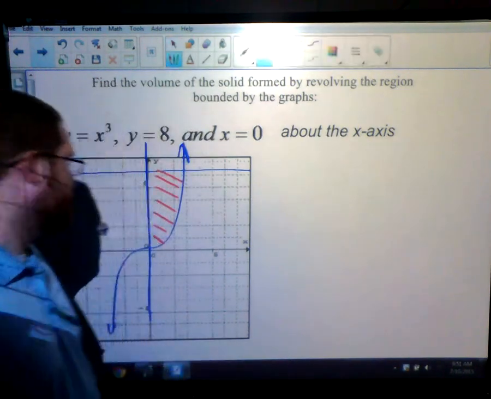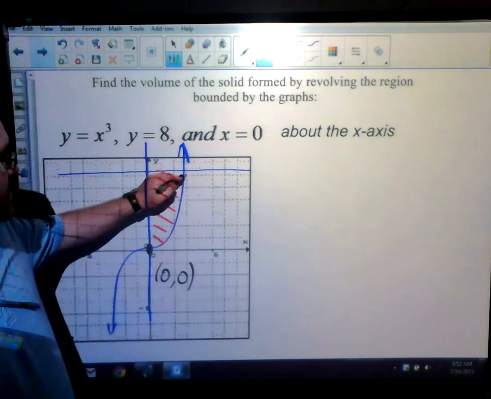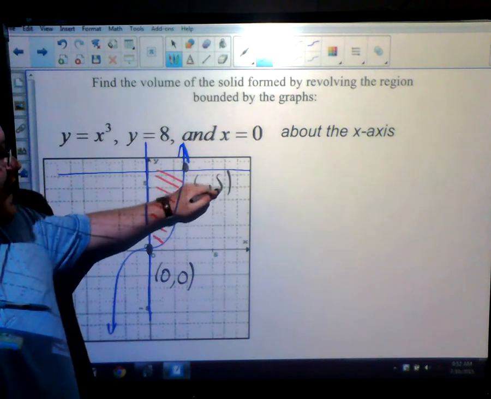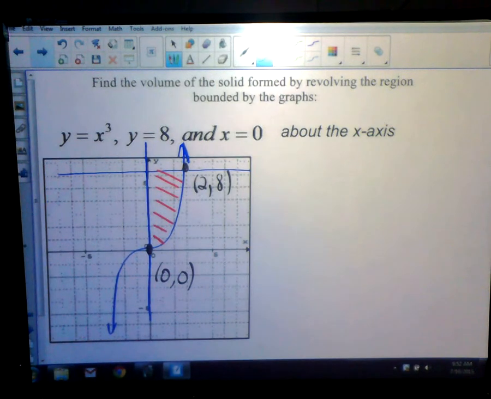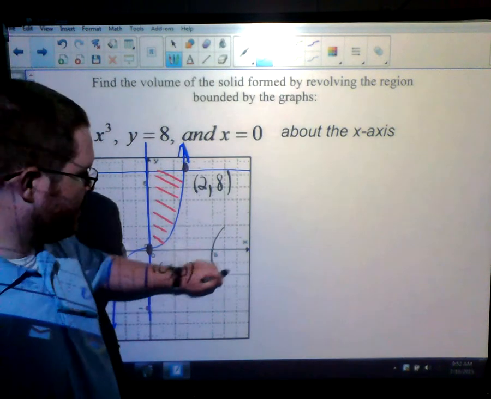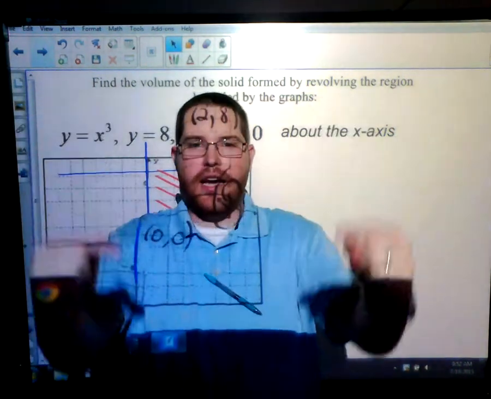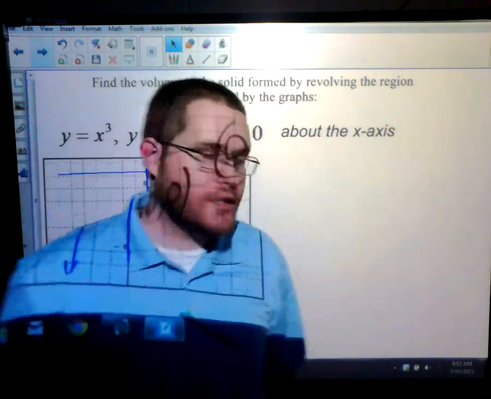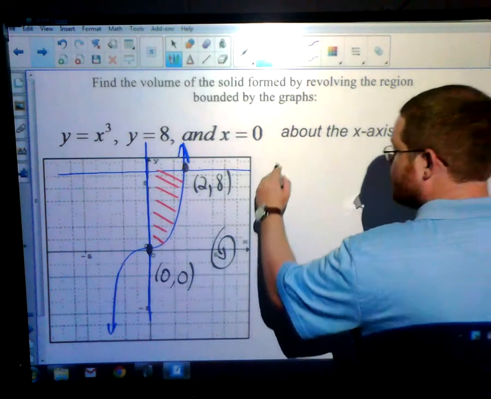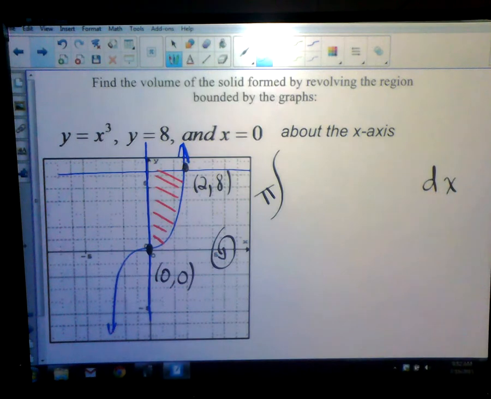Let's talk about some important points before I keep going. What point is this where they cross? That's 0, 0. What's this point? Well, I know the y value is 8. What number, if I plug in there, would give me 8? It's 2. And I want to go about the x-axis. So I want to go this way. If I'm rotating this way, is this a dx or a dy problem? It's got a left side and a right side. It's a dx problem. So that's the first thing I'm going to do. Is I'm going to write pi out front, and I'm going to put dx at the end. Just that'll tell me what's going on here.